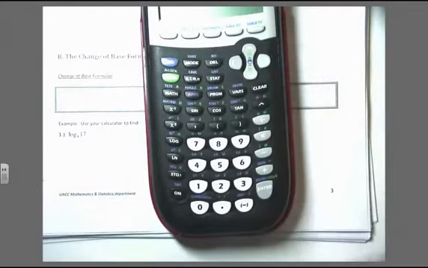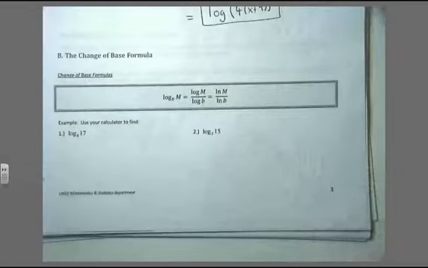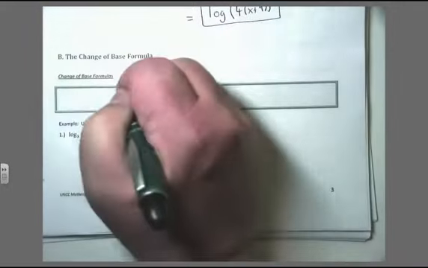That's it. And the reason for that is you don't actually need any other log buttons on it, because you have a formula called the change of base. It's called the change of base formula. And that's what this guy is. And it's nothing but a calculator formula. This is used for calculators.